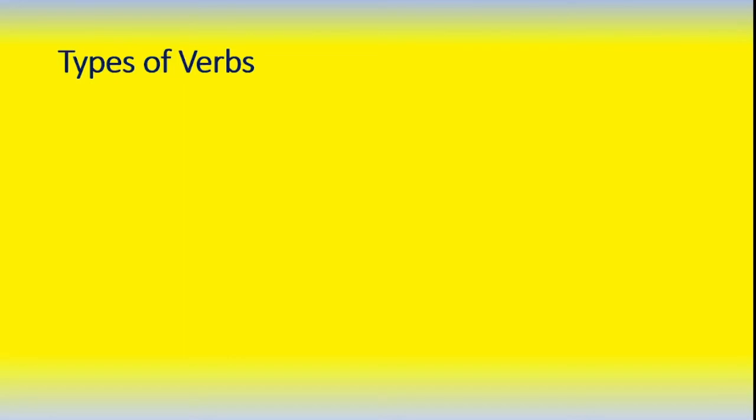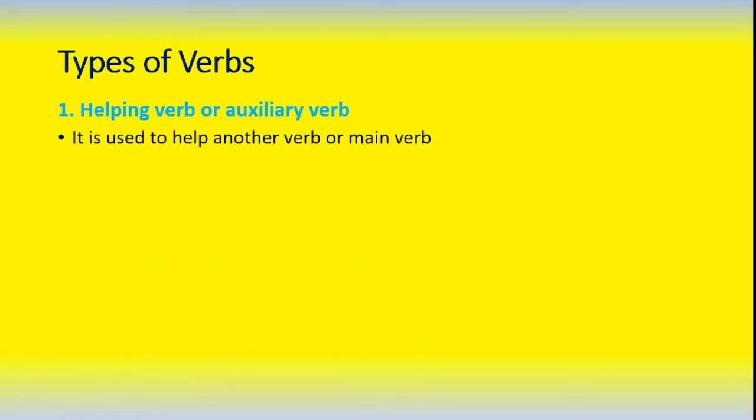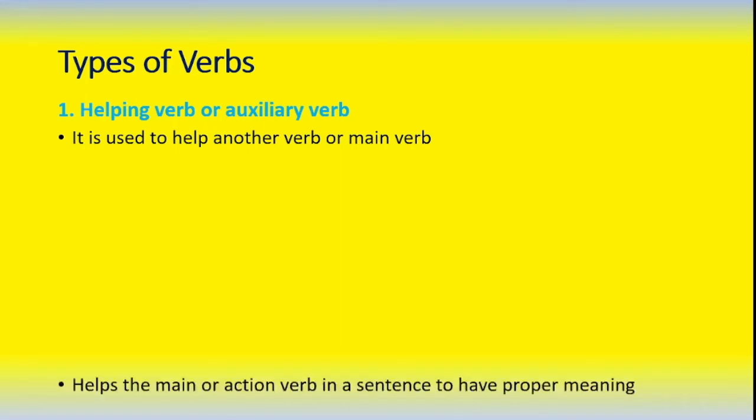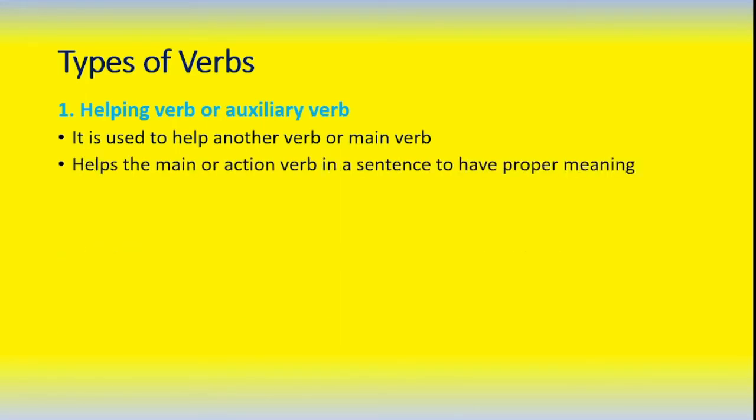The next topic is the types or various kinds of verbs. The first one is the helping verb or auxiliary verb. You might have heard this term many times, helping verb, auxiliary verb. So let us understand clearly what this helping verb is. It is used to help another verb, the main verb. So the role of a helping verb is to help the main verb. It helps the main or action verb in a sentence to have a proper meaning.